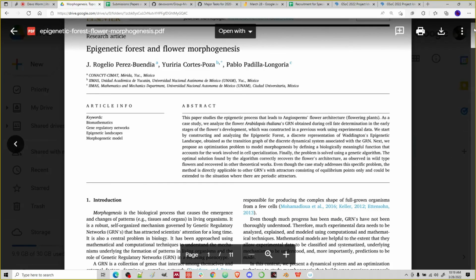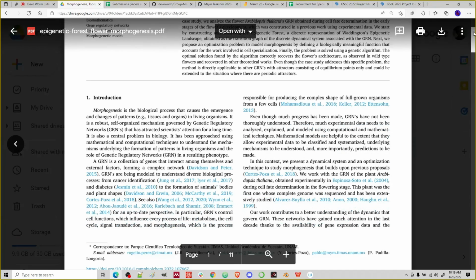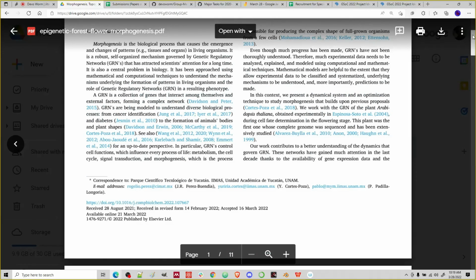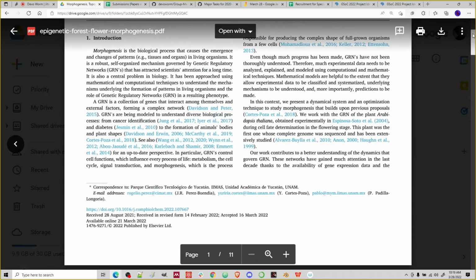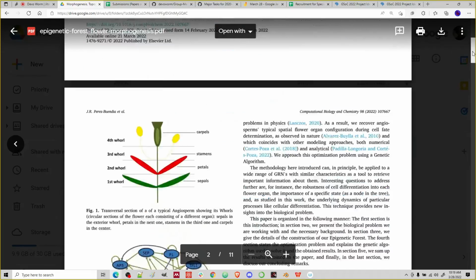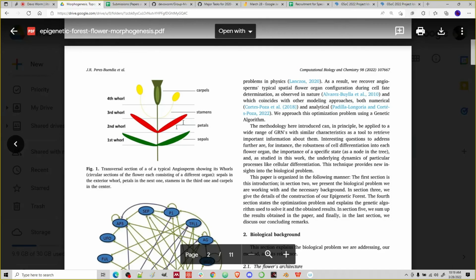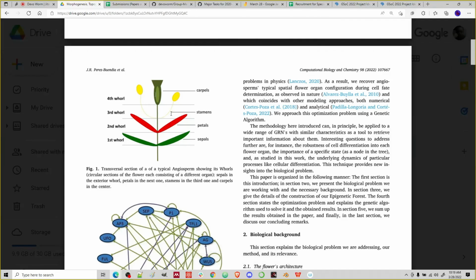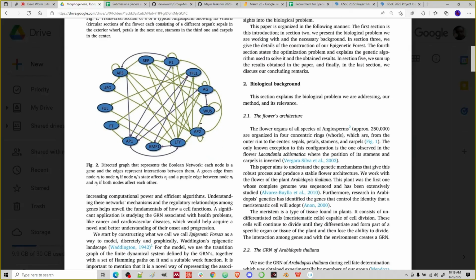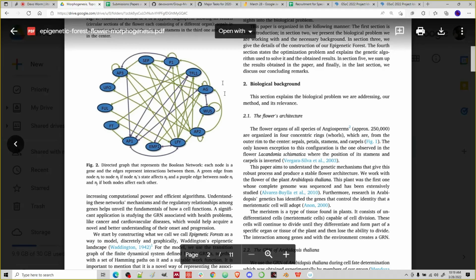So they're looking at morphogenesis in this way, through this genetic regulatory network that's producing this output. They're analyzing it using this differential equation, and then they're using this model of Waddington's epigenetic landscape, which is how they analyze the different states that can result. So this is a picture of the flowering. This is an angiosperm, the typical anatomy here. And then this is a directed graph that represents a Boolean network.